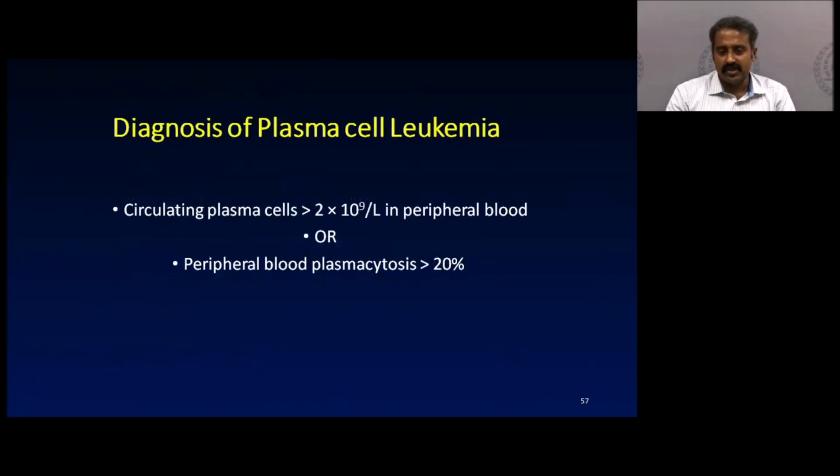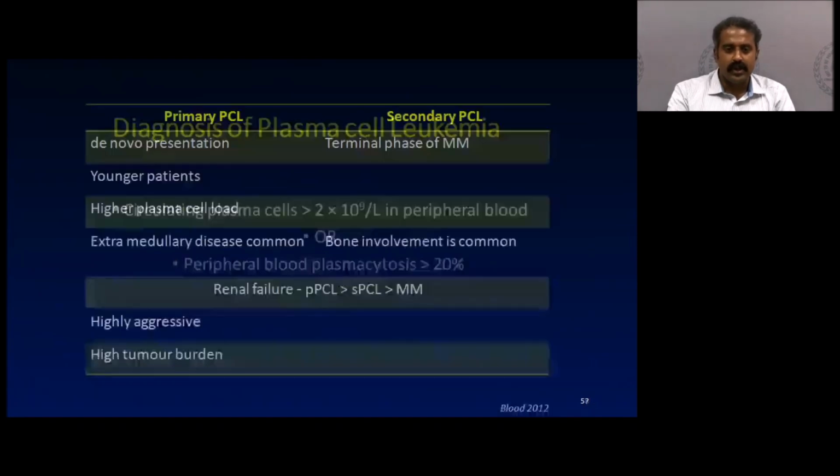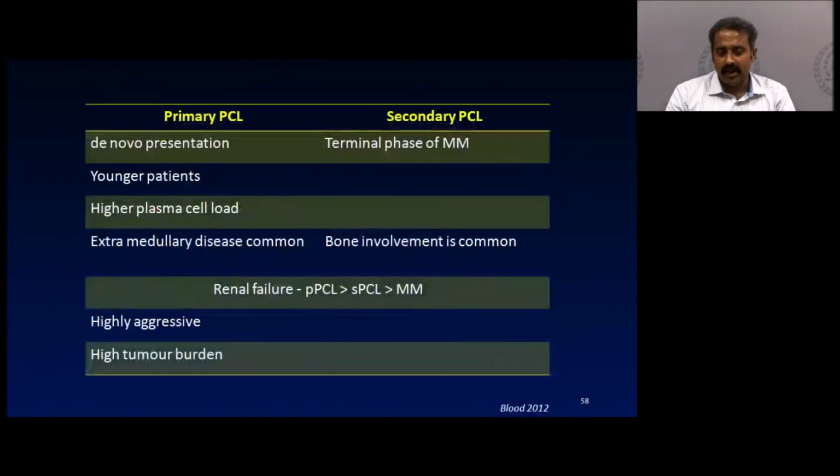So along with features of multiple myeloma, you should have more than 2000 circulating plasma cells per liter in the peripheral blood, or the peripheral blood plasmacytosis should be more than 20% on a differential count. If one of these parameters is positive, you can call it plasma cell leukemia. Plasma cell leukemia can occur as a primary plasma cell leukemia or a secondary plasma cell leukemia. In primary plasma cell leukemia, the presentation is de novo without any previous history of multiple myeloma.